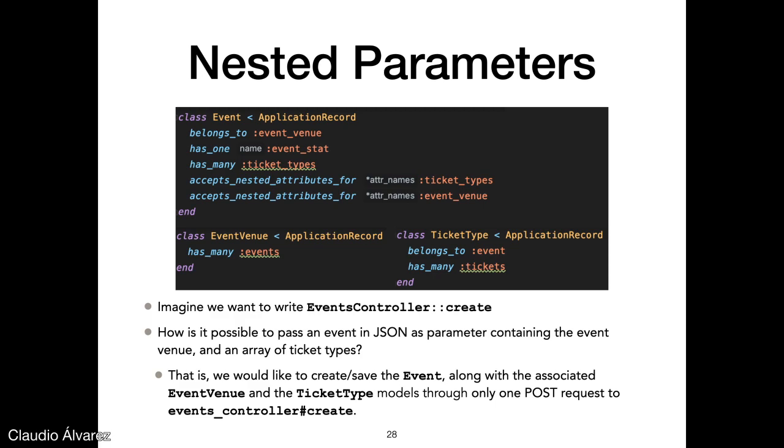Entonces, cuando quiero crear un evento, puedo pasar todos los parámetros, incluyendo los objetos ticket types y los objetos event venues. Y aún más, si es que borro el evento, puedo especificar que se borren los ticket types y que se borren los event venues, ¿ya? Entonces, accepts nested attributes for es un método que uno llama en la definición de la clase del modelo, y esto te permite que al hacer mass assignment se haga automáticamente la creación de los objetos que están asociados, ¿ya?